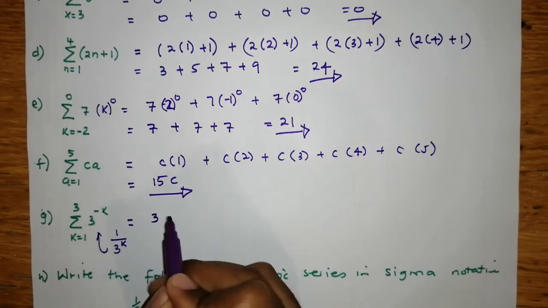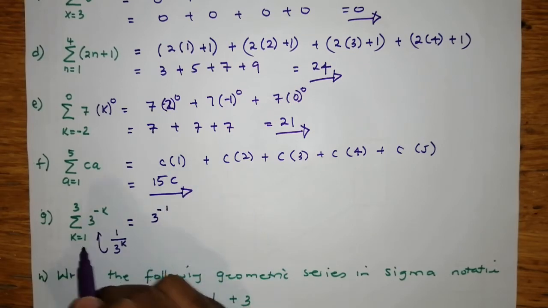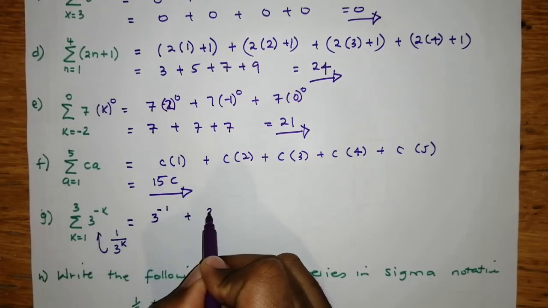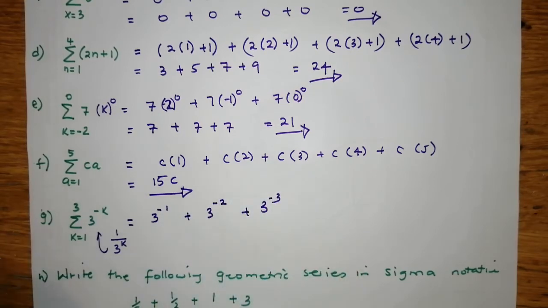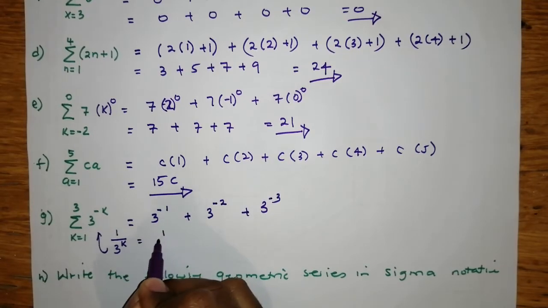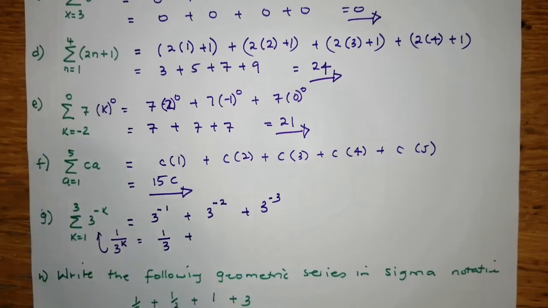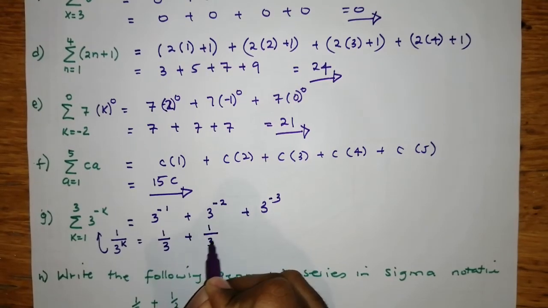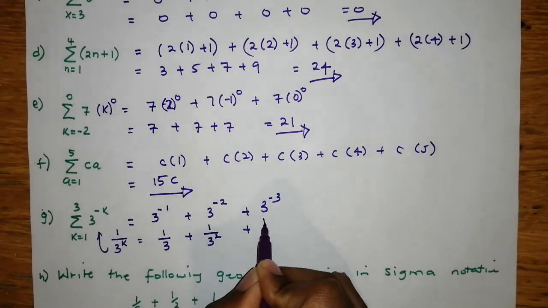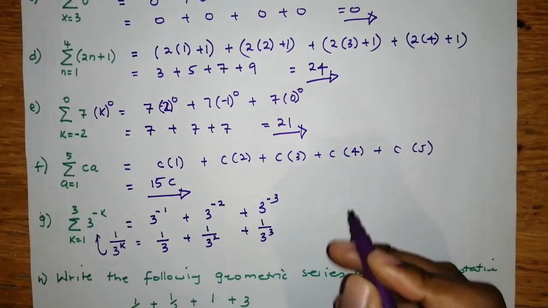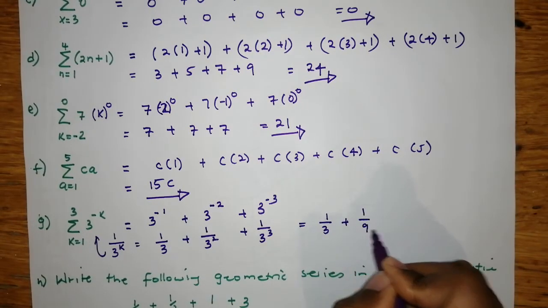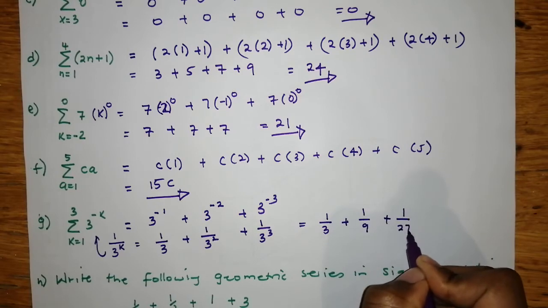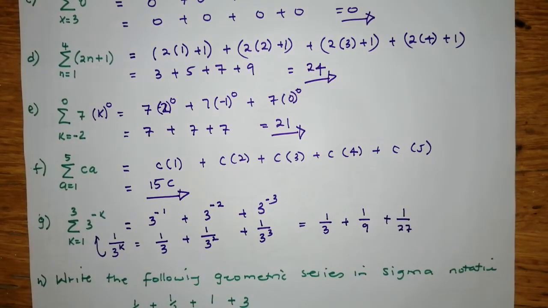So 3 to the -1, I'm starting from 1 here, plus 3 to the -2 plus 3 to the -3. As I've said, this is the same as 1 over 3 plus 1 over 3 squared plus 1 over 3 cubed, right? So this is 1 over 3 plus 1 over 9 plus 1 over 27.